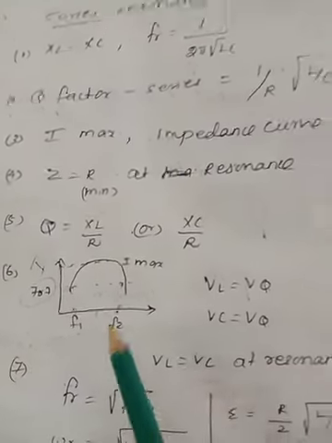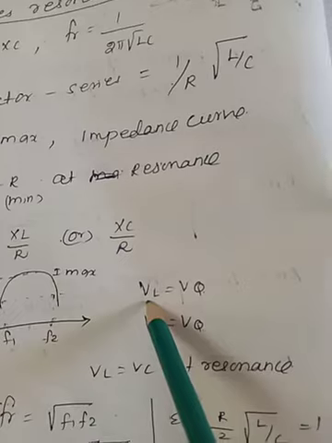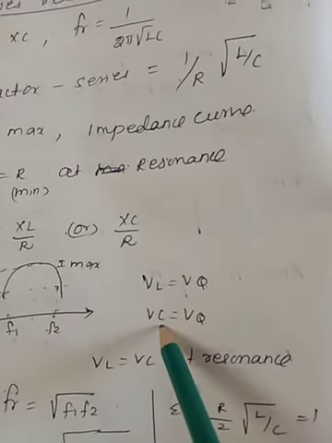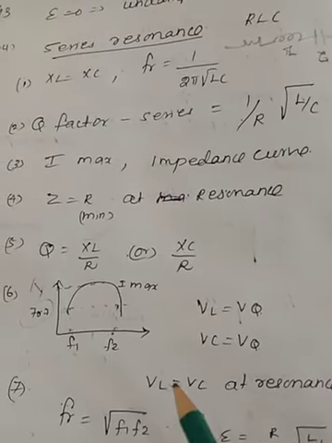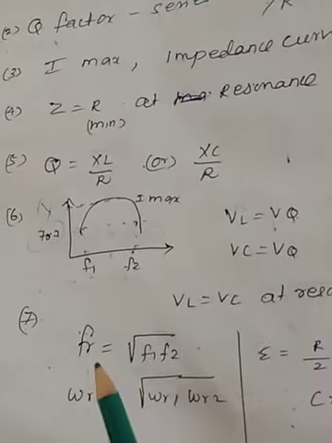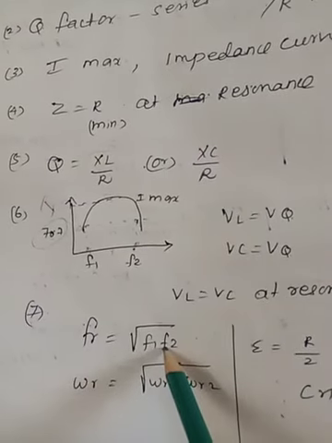Okay, so now at resonance, VL is equal to the supply voltage into the Q factor, and VC is equal to the supply voltage into Q. At resonance in a series circuit, VL is equal to VC. Okay, next one, the resonance frequency is equal to root of F1 into F2.